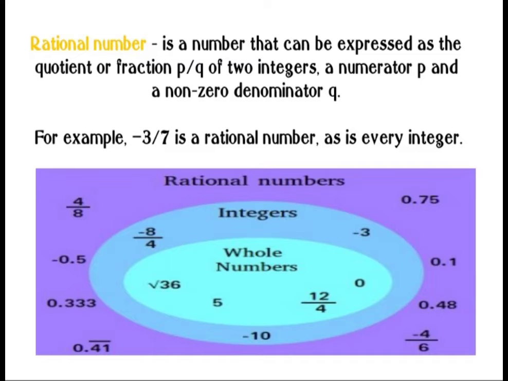Rational number examples are 4/8, -0.5, 0.333, 0.41 and so on, 0.75, 0.1, 0.48, -4/6 and etc.